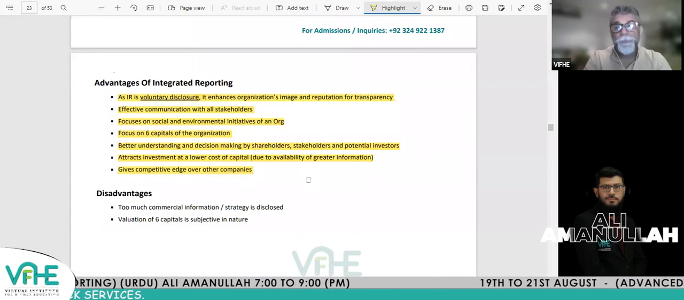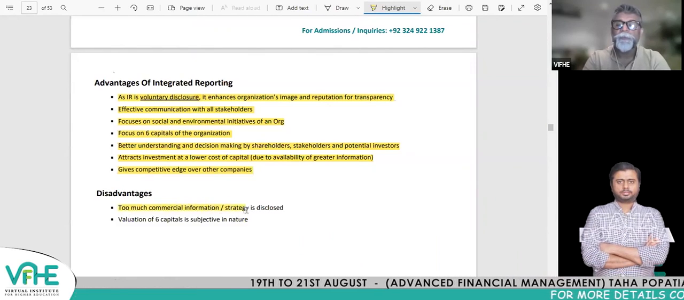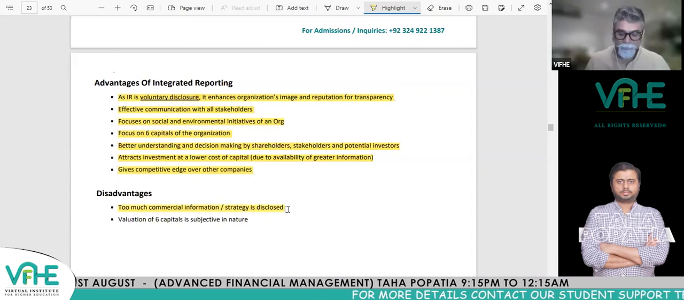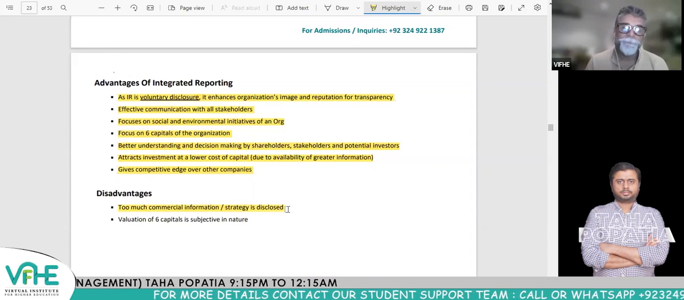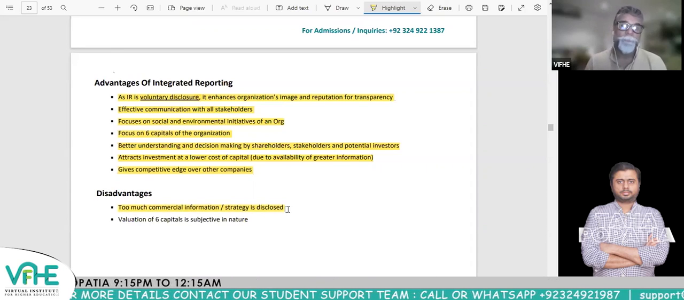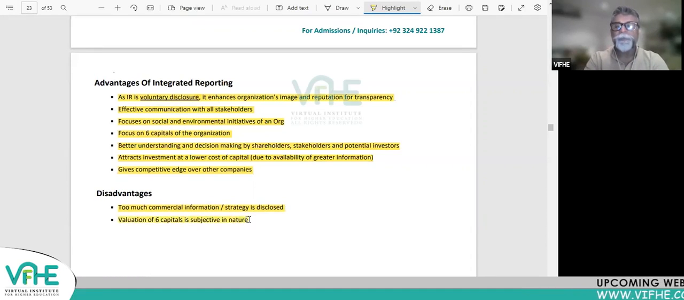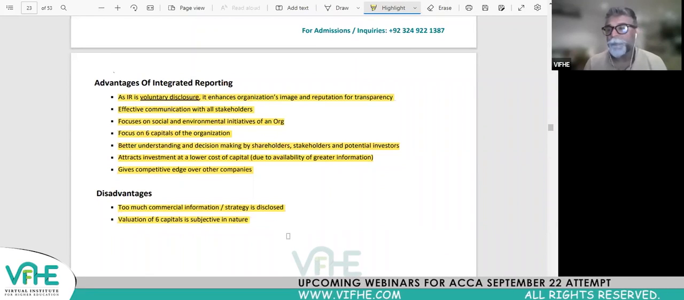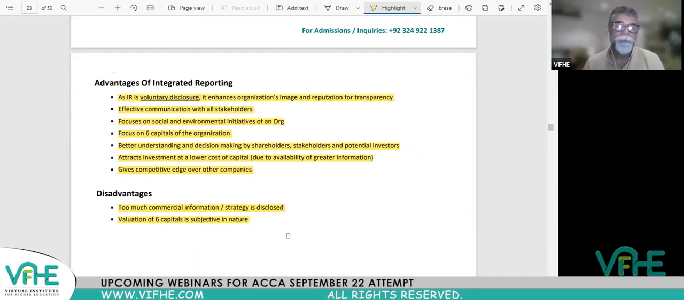Okay. But there are certain limitations. Sometimes too much commercial information or strategy is disclosed, which is not good from a commercial point of view. That is why it's not a mandatory report. And then the valuation of the 6 capital is quite subjective. So how do you put a monetary value to the 6 capitals? For example, what is the value of your environmental capital? What is the value of your human capital?